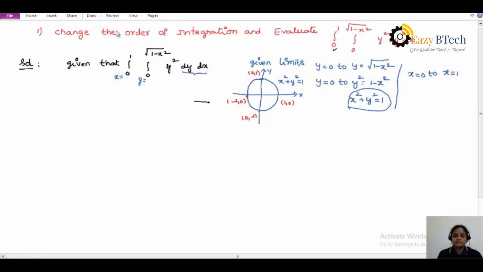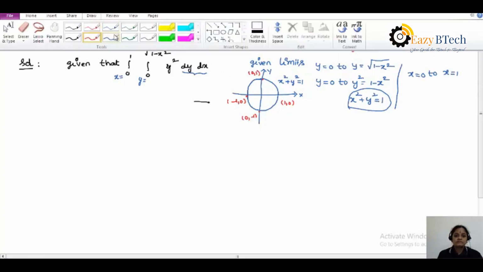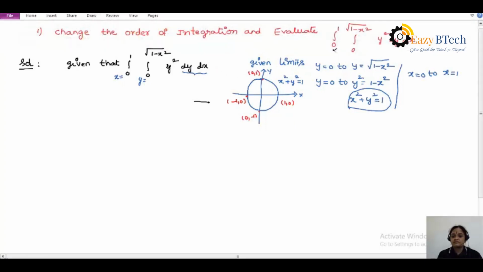So observe the question students here. In the question, both x and y limits are given as zeros here. That means the required region is in the first quadrant only. To change the order of integration, we need a strip parallel to x axis to get the x limits, and another strip parallel to y axis to get the y limits. But without drawing the strips we may solve this problem.